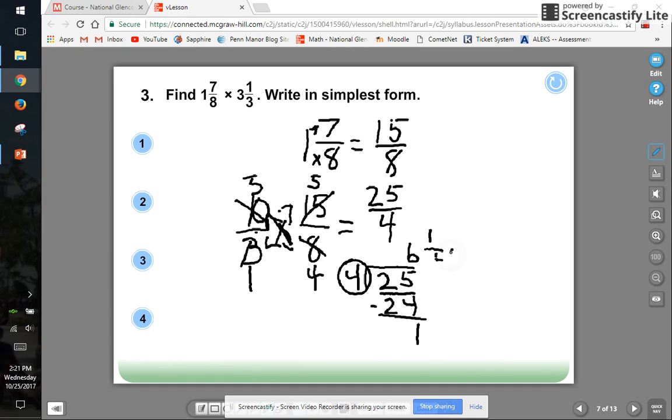Again, sorry about the pen, folks. World's best 4. There it is. That's fantastic. So the answer to this question is 6 1/4.